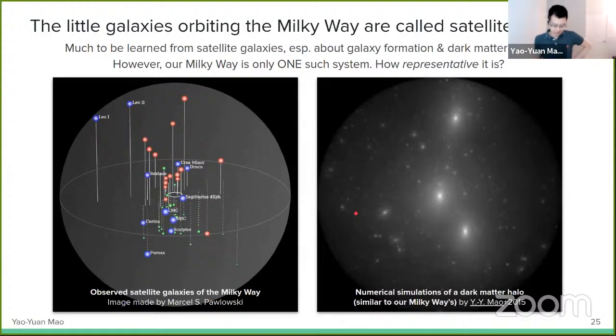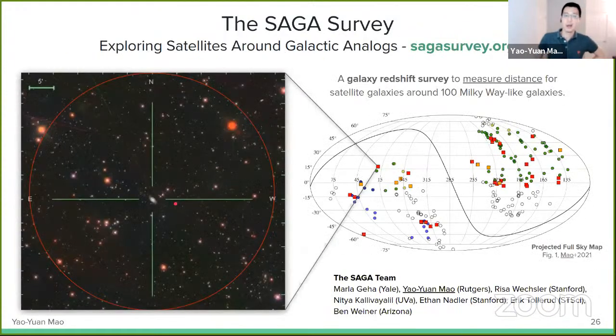Now, obviously, there is a small difficulty here. That is, there's only one Milky Way, the one that we live in. And how representative this really is, we don't really know. And so for that reason, I have been working on something called the SAGA Survey. SAGA stands for Satellites Around Galactic Analogs. So this survey is looking for satellite systems similar to the Milky Way. So here's an example. This is a Milky Way galaxy. And we are trying to look for the satellites around it.